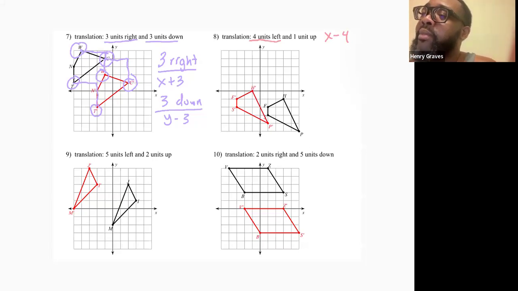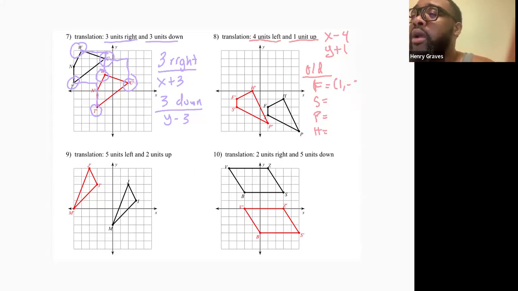Going to go ahead and label them my old points. They are F, S, P, and H. So F is 1, -2. Sorry, that looks ugly. There we go, much better. S is 1, -3. P is 5, -5. And H is 3, -1.